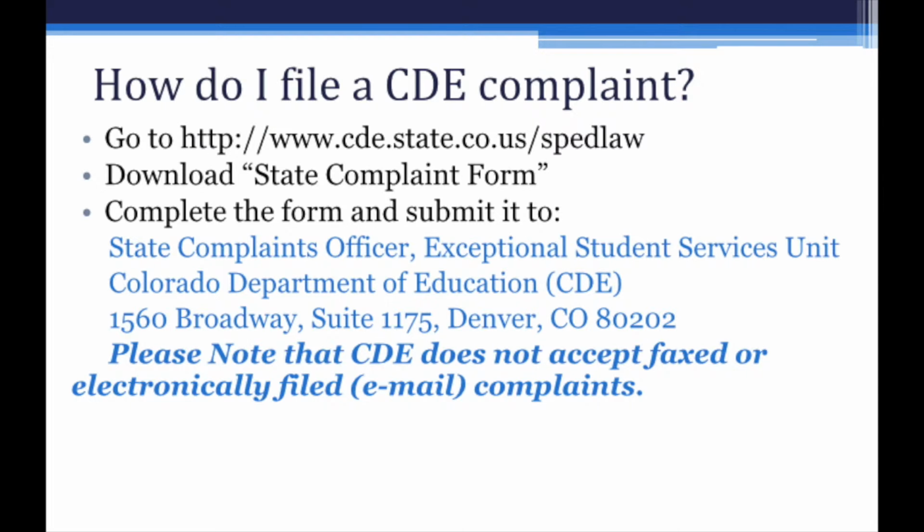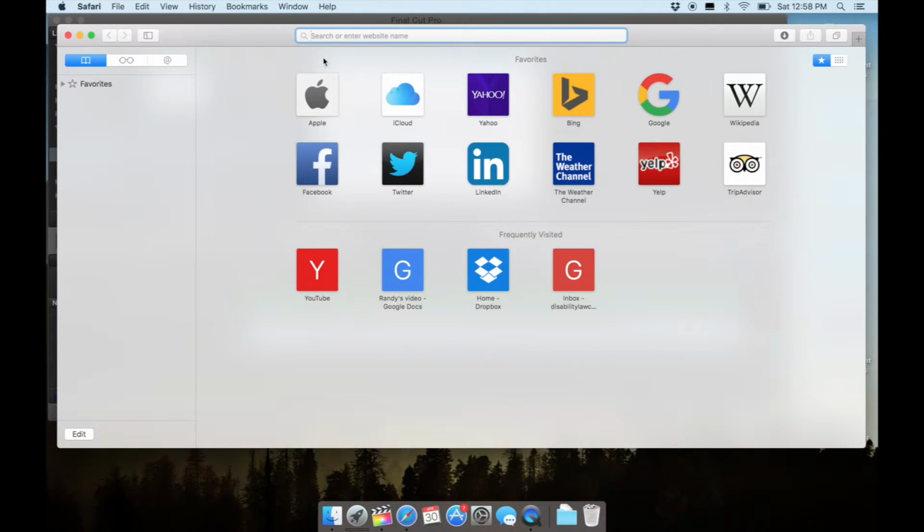You're going to complete this form and submit it to the state complaints officer within the Exceptional Student Services Unit of the Colorado Department of Education, located at 1560 Broadway, Suite 1175, Denver, Colorado, 80202. Please note that they do not accept faxed or emailed complaints, so you will need to mail it or hand deliver it. Let's take a look at Colorado Department of Education's website.